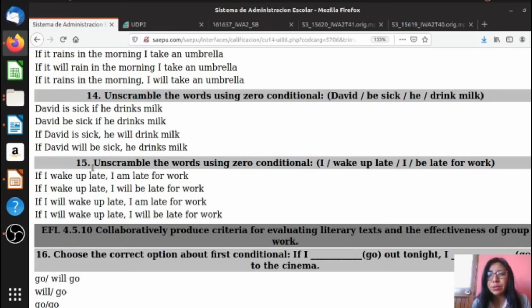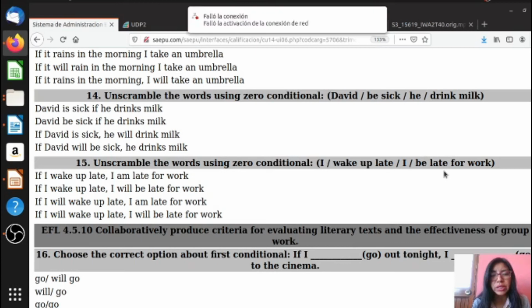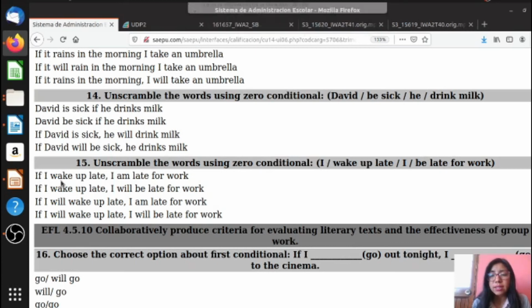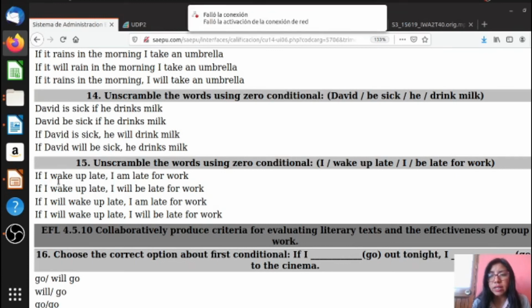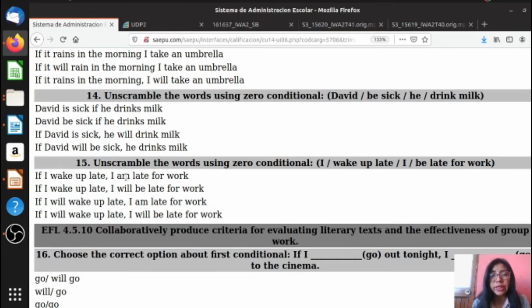We are going to go to the second question for today. Unscramble the words using zero conditional. I wake up. I be late for work. So we have to change some words in order to use in zero conditional. Remember, that is the first one, because in this case, if I wake up late, comma, I am late for work. Okay, in this case, I am using the verb wake and am in present simple.